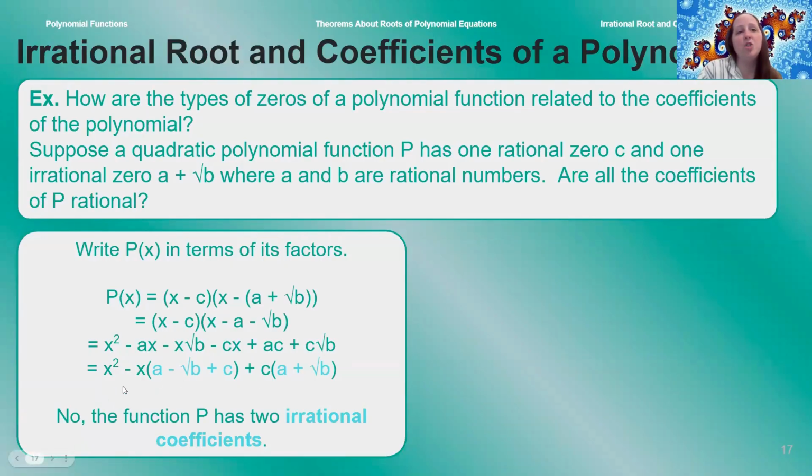So no, the function p has 2 irrational coefficients, so not all the coefficients in this case are rational numbers. Okay, I have 2 irrational numbers.